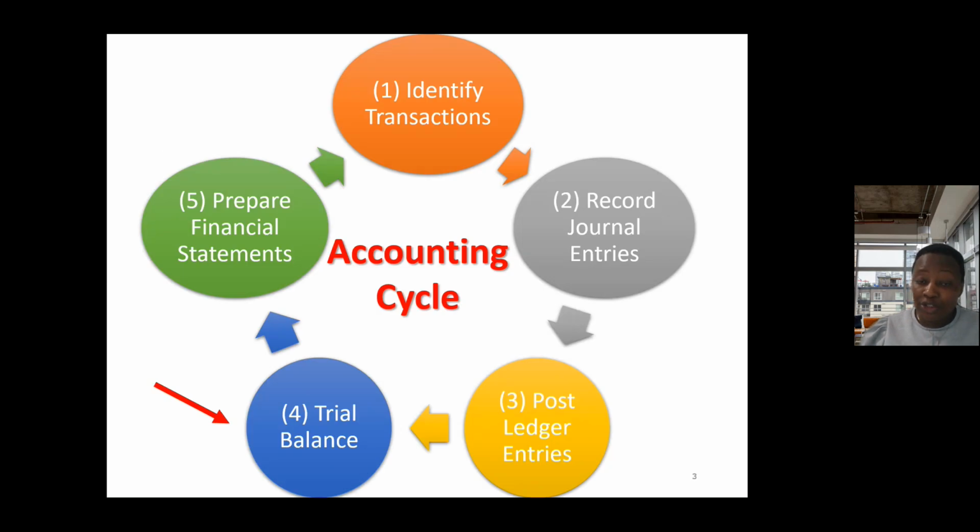So far, we have looked at how to identify transactions in previous videos, record journal entries, and post ledger entries. Please, particularly if you haven't listened to the videos on double entry principles, so double entry bookkeeping, part 1 and 2, please do that. It will be good for you to do that before starting the trial balance video. But if you have a proper understanding, let's move on to trial balance.